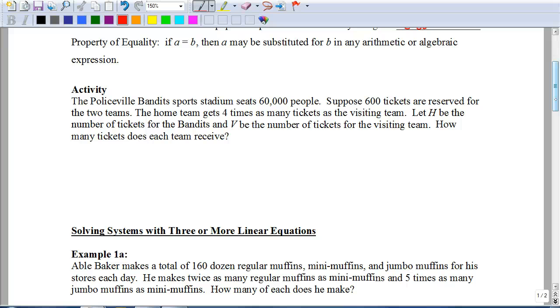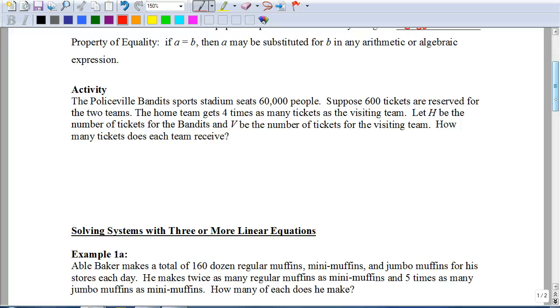Now this is kind of a tricky question because there's some what we would call extraneous solutions here. If you look at what the focus of the problem is, we're trying to figure out how many tickets each team receives. And we know that there's only 600 tickets that are specifically reserved for the team members.